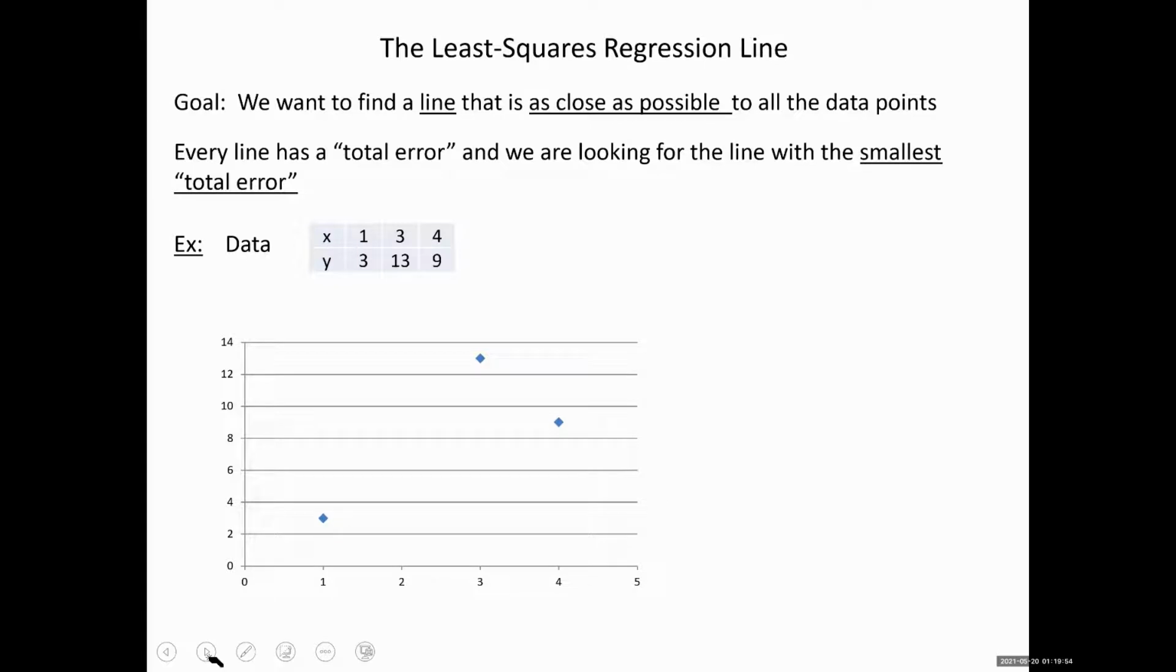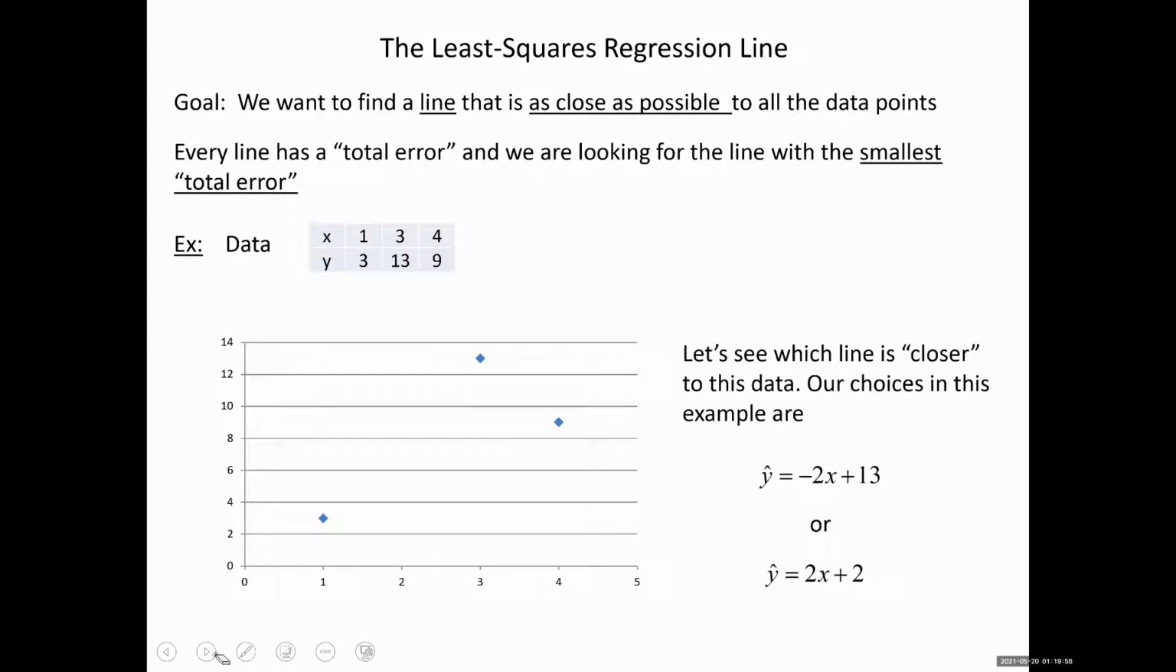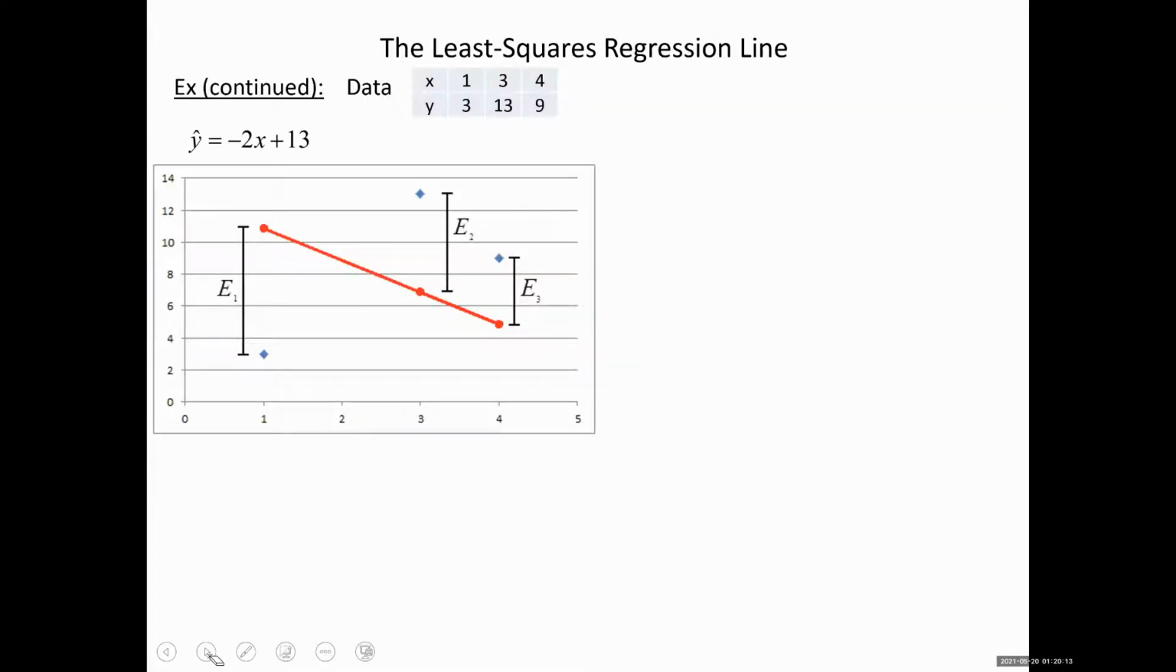So I want to talk about what this means. Here's some data, just 3 dots there. And I made up 2 lines, just made them up at random: y equals -2x plus 13, and y equals positive 2x plus 2. I just want to know which of those 2 lines is closer to the data, so we can understand what that means. So let's look at the first line. The 3 dots here are a scatter plot, when you plot these 3 points. And then I graphed this line in red, so it's over here.